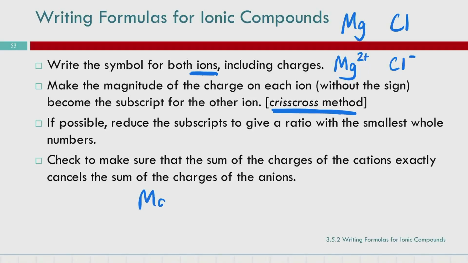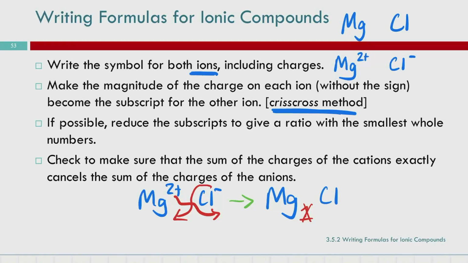So we're going to take our Mg2+, our Cl-, and we are going to criss and cross the numbers that we get. So this 2 from the magnesium is going to be the new subscript for chlorine, and the 1 minus on chlorine is going to be our new subscript on magnesium. So this would turn into Mg with an implied 1 and Cl with an explicit but PG rated 2.